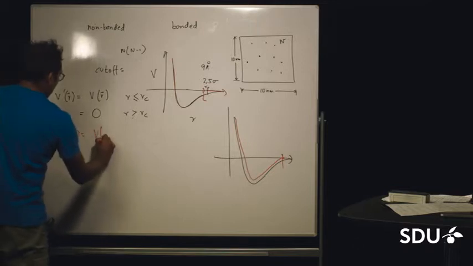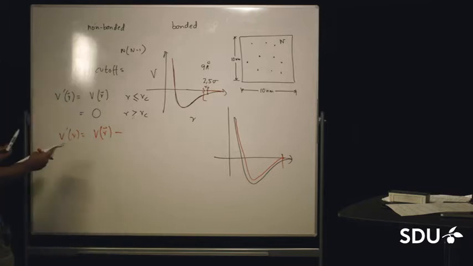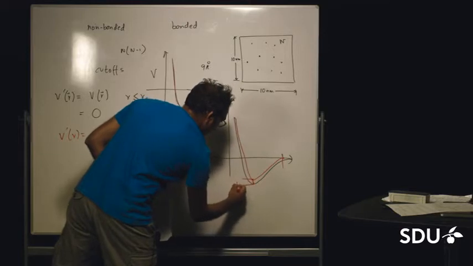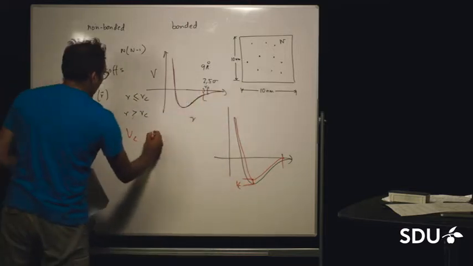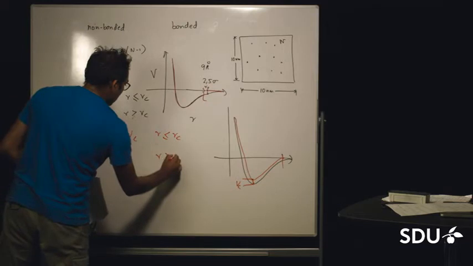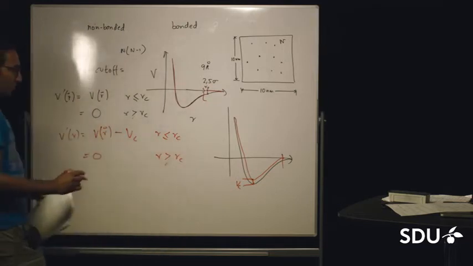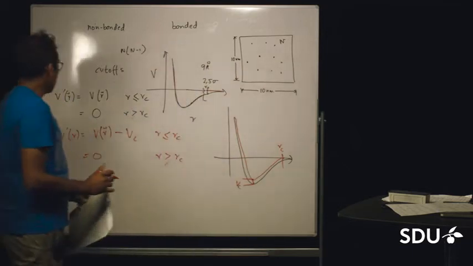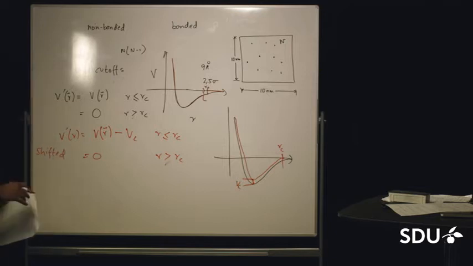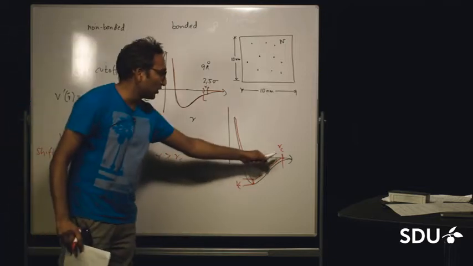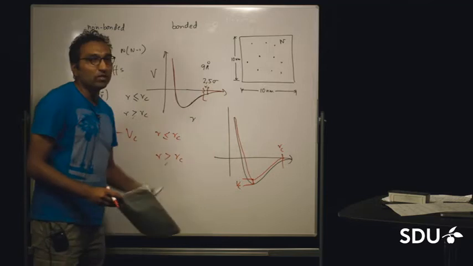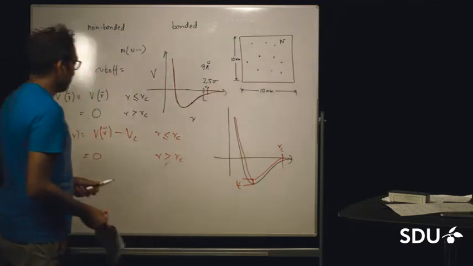So, the original Lennard-Jones potential minus some value Vc, equal to Vc, when R is less than or equal to the cutoff, and is equal to 0 when R is greater than the cutoff. This is called a shifted Lennard-Jones potential. Of course, it is an approximation, but now my potential becomes 0 at this distance, which means I only have to calculate interactions within 9 or 10 angstroms instead of my entire system.